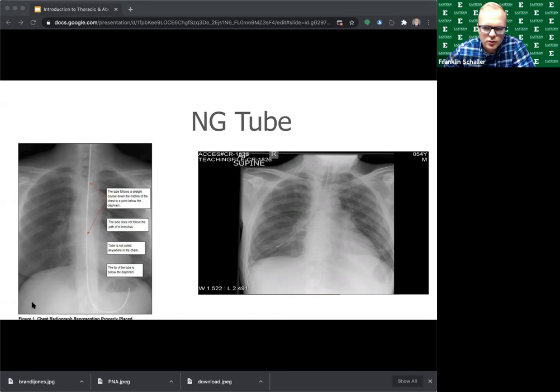So it's following a straight course down the midline of the chest to a point clearly below the diaphragm there on the left. The tube never follows the path of a bronchus. There's no obvious coiling of the tube anywhere. And the tip of the tube is below the diaphragm, and you can see it pretty clearly there in the gastric bubble. But holy smokes, what happened to that NG tube on the right?